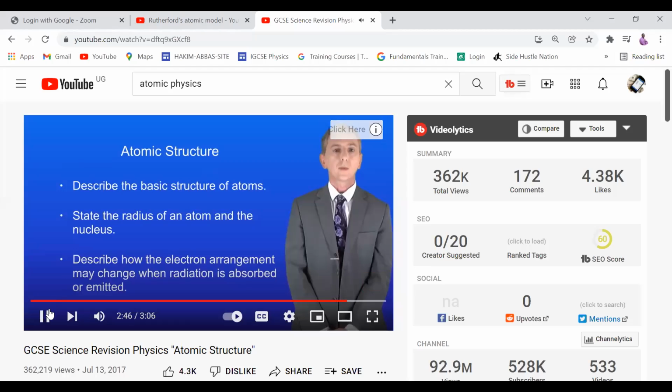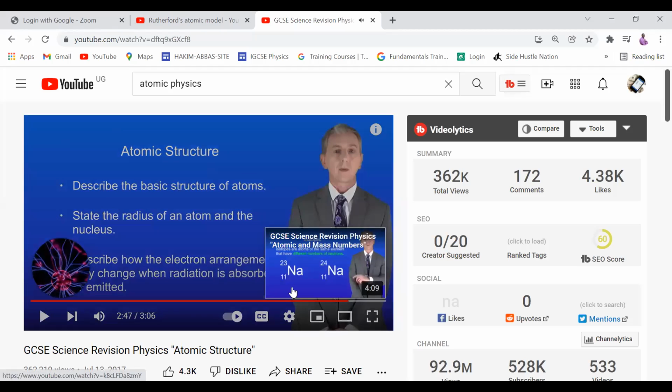Okay, so hopefully now you should be able to describe. Okay, I think that is enough for now. That is about an atom.